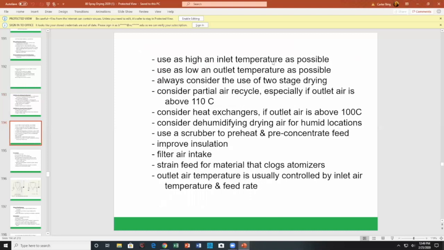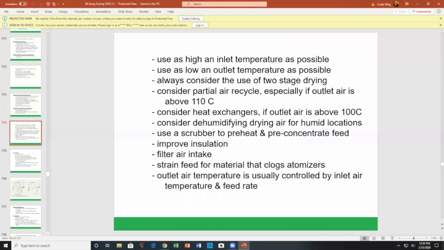Use as high an inlet temperature and low outlet temperature as possible. Consider two-stage drying, partial recycle, especially if the outlet air is 110. Now, we've already seen we had 120, now 130, now we have 110. Consider heat exchanger outlets above 100. There you go. So now we have 130, 120, 110, and 100.